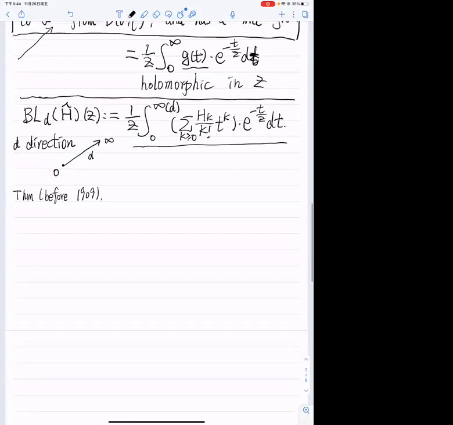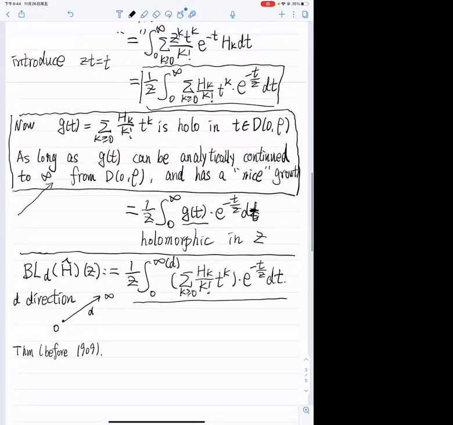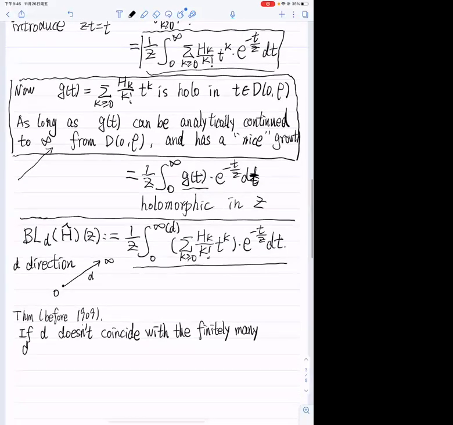Which says that if the direction D doesn't coincide with finitely many directions, coincide with a finite many direction, R times ui minus uj.